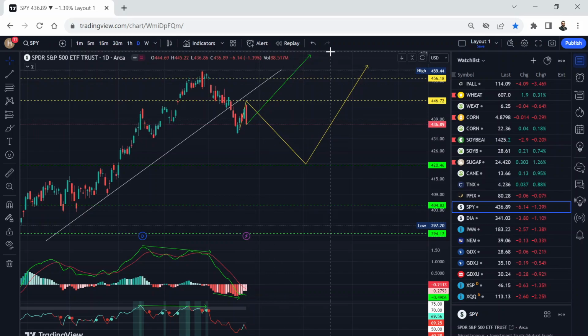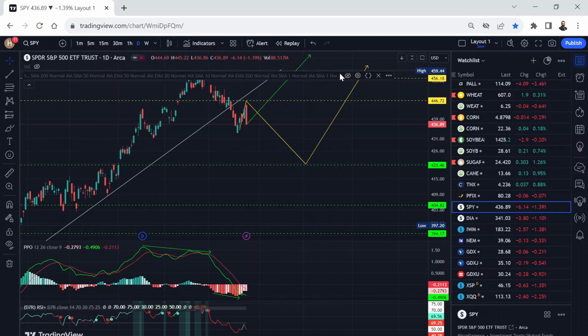So this is a higher low before we go higher. And in my opinion, this is a bull market. And in a bull market, you buy the dip. I still think this is a buy the dip market. And also I want to show you something.